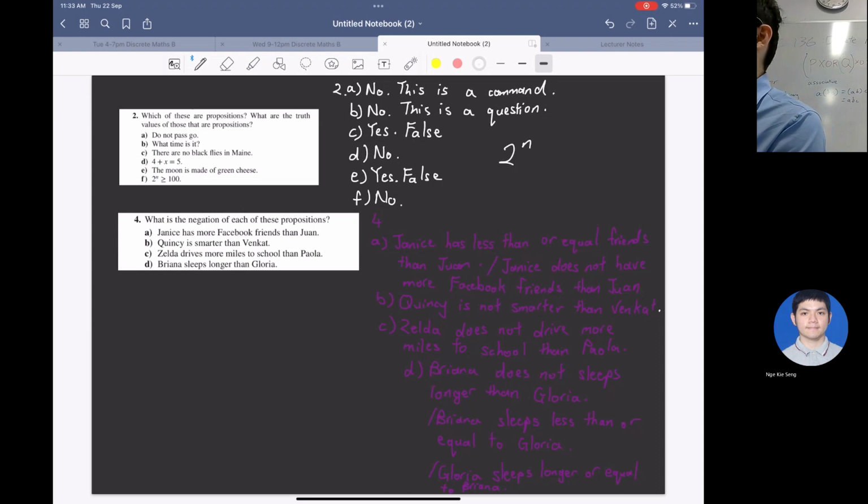Less than 8. 8. What is 2 to the power 8? No one can do the calculation? What's 2 to the power 8? Okay, 256 is greater or equal to 100. Actually, 2 to the 7 is the first one.